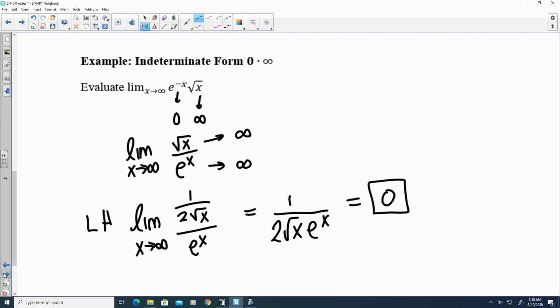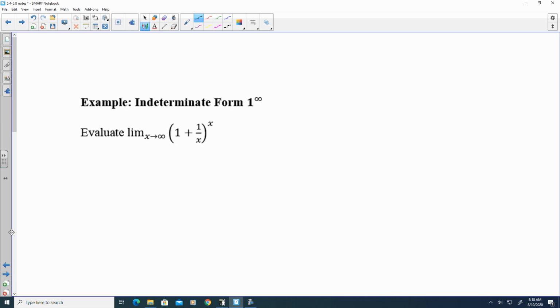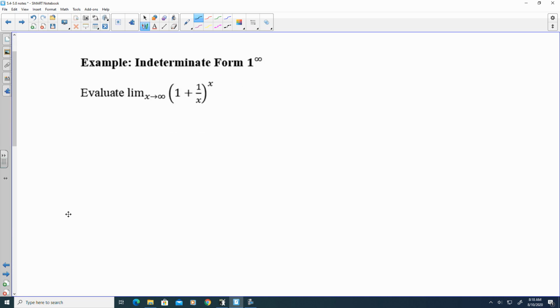Okay, so that was fun. Let's do some that are actually hard. Some harder questions here. Okay, so this is going to be kind of a weird one. If I have a form 1 to the infinity, so if I plug in infinity, the form says 1 to infinity.